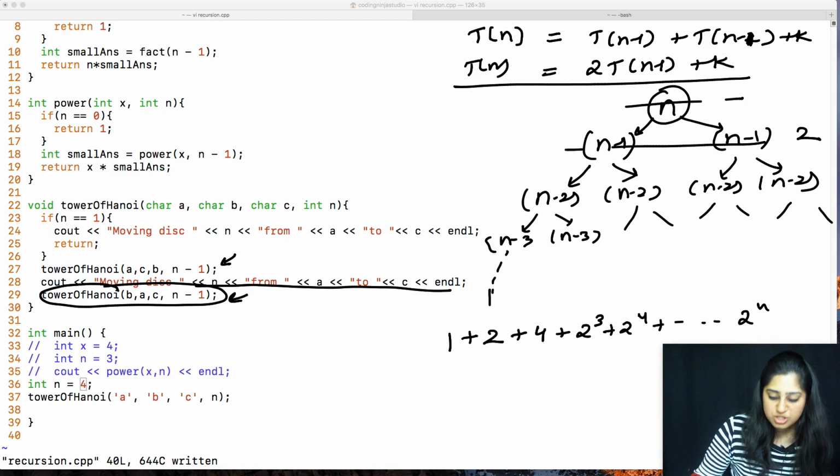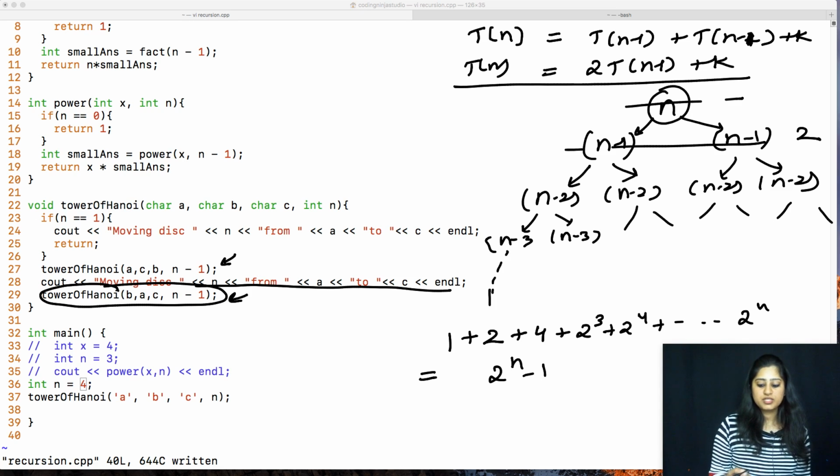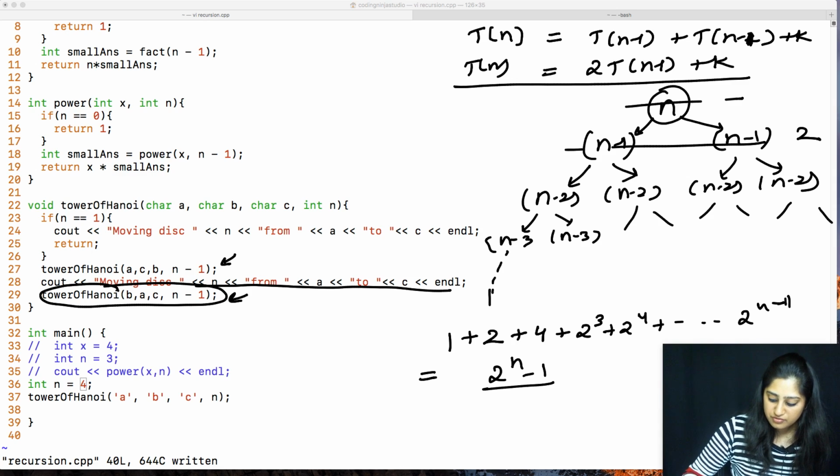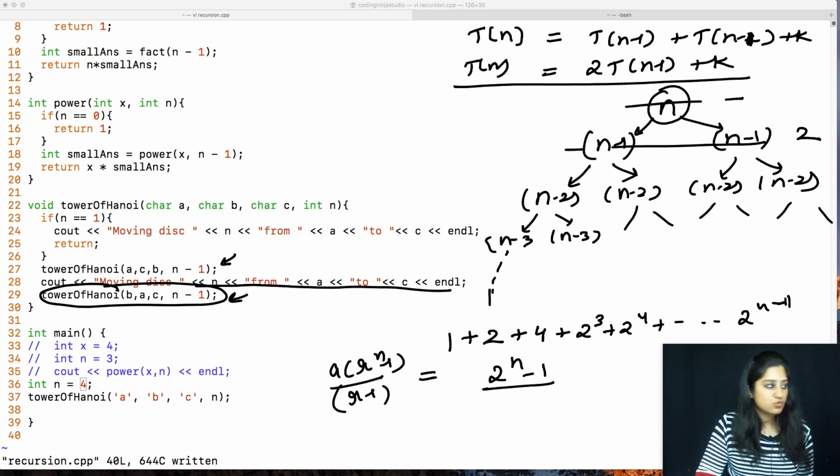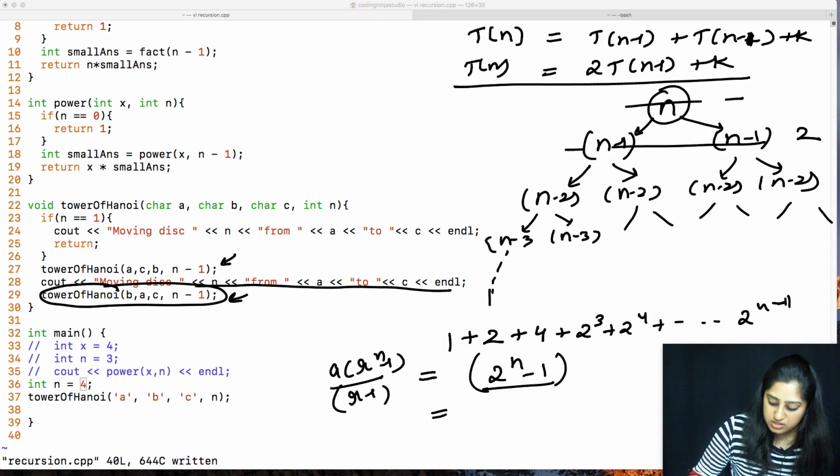So if this is a GP series, if you just solve this GP series, it will come out to be this, 2 to the power n minus 1. So this GP series, if you solve it, the formula is a into r to the power n minus 1 by r minus 1. So r is 2 here, a is 1. So the number of function calls that I am doing is this.